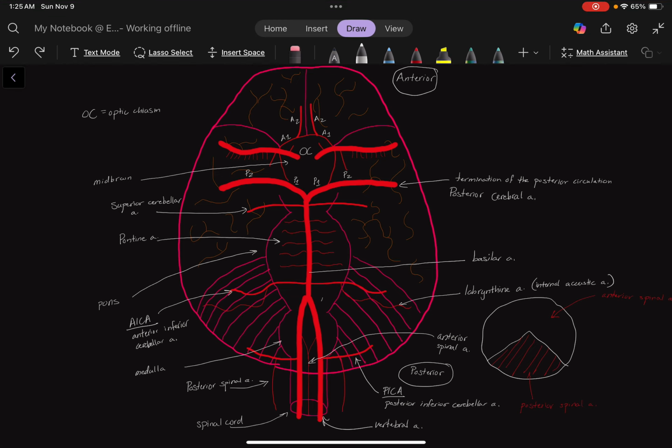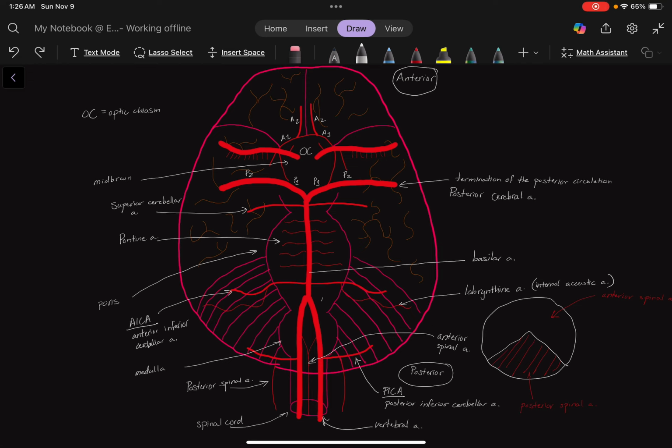Now, we're going to keep on going, and we're going to see this branch. Before I actually get started on that, let me just quickly mention what this P1 and P2 is. Essentially, this just gives us the location of the specific area of the posterior cerebral artery. We also have A1 and A2 for the anterior cerebral artery, so we can be more specific with our terminology, okay? So P1 would be this inner part of the posterior cerebral artery, while P2 would be this outer part of the posterior cerebral artery, okay?